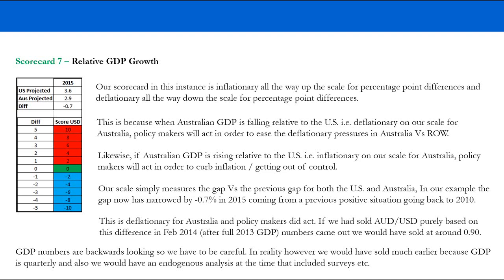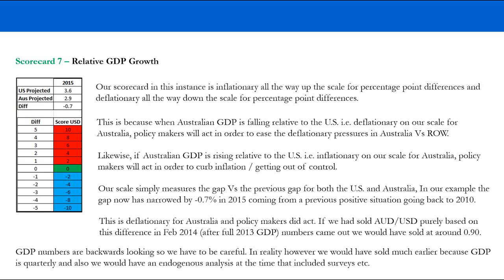In reality, we would have been doing what we're doing exactly right now, which is forecasting GDP now till the end of the year. So in reality, at the time, we would have been in the same situation as we are now and forecasting that this was going to narrow. So the positive numbers were going to get smaller. So we would have actually been selling much earlier. And that's the way we've got to think. Because GDP numbers are quarterly, and we would have also had our endogenous analysis at the time, which would have included all of our leading and coincident indicators.